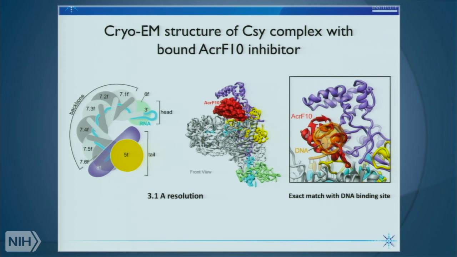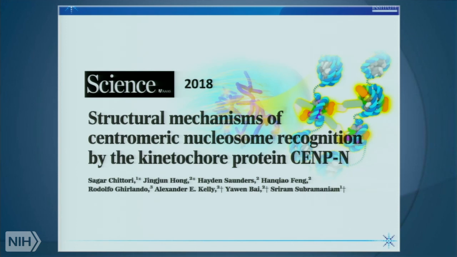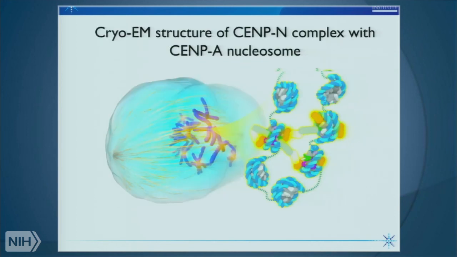A final example of these nucleic acid complexes is work we've recently done, published in Science in 2018. This was led by Sagar Chittori, a postdoc in the lab, and Jingjang Hong, a postdoc in Yawen Bai's lab. And this was an all-CCR collaboration with Alex Kelly's lab, Yawen Bai's lab, and my lab, where we focused over the last year to take on an interesting problem, to look at the structure of a protein complex of the centromere. And as some of you will know, the recognition of the centromere is driven by the nucleosome. The CENP-A nucleosome mediates this recognition with CENP-N binding to it.